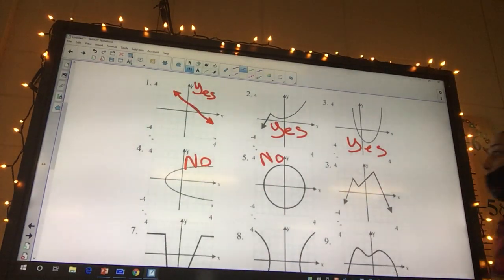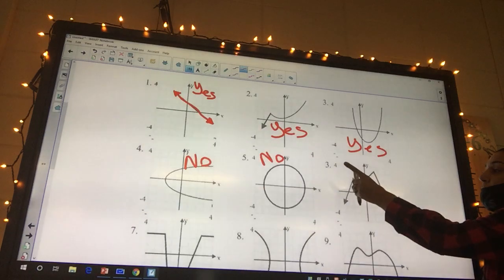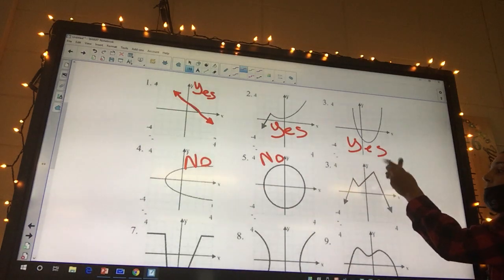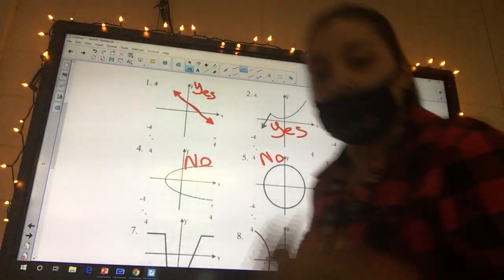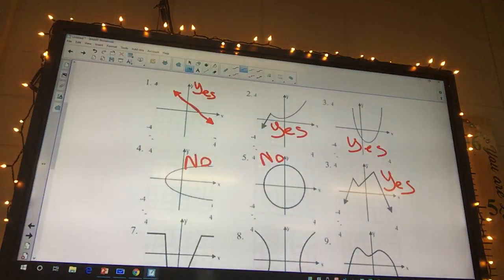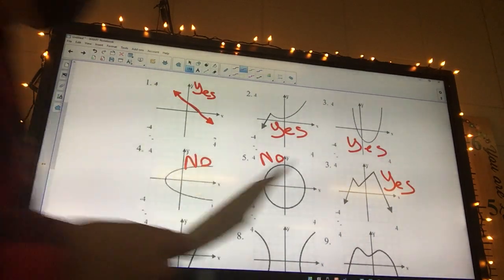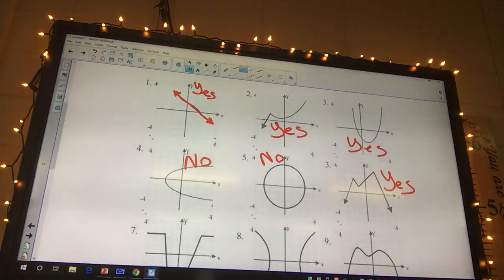Okay, what about 4 or 3? I copied and pasted these weird. Okay, is this one going to be a function or not? Yes. Sorry, ma'am. I'm getting those mixed up. You're fine. This one, right? Yep.